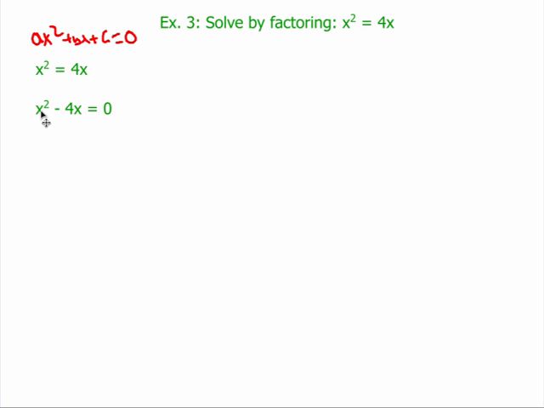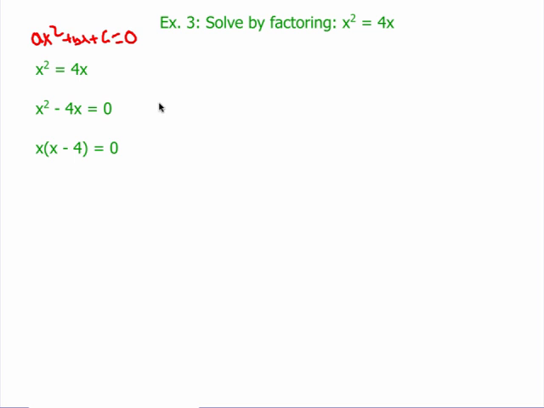So my next step is to see, okay, is there a greatest common factor on these two? There is. It's x. So I factor that x out. X squared divided by x is x. 4x divided by x is 4. Now what I notice is x minus 4, there's nothing to factor there. That's all by itself. So I actually have two factors here. I have x and I have x minus 4.